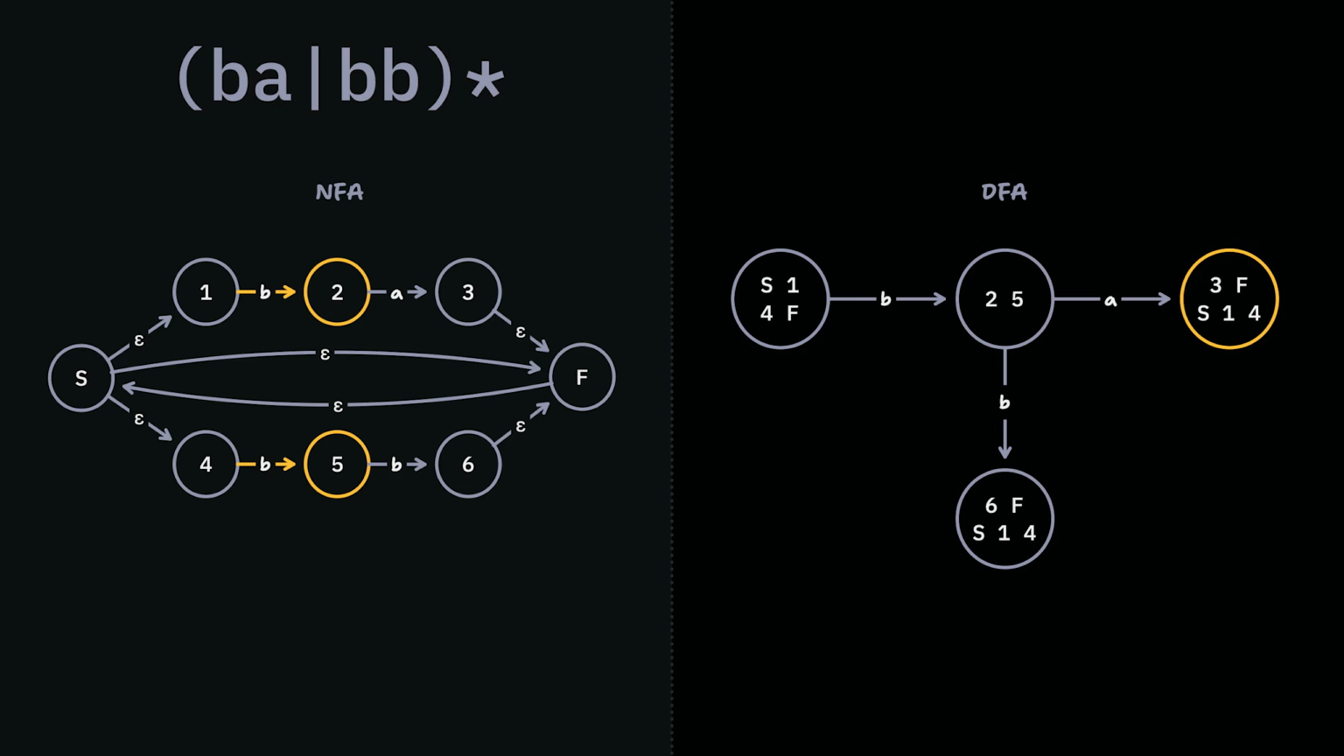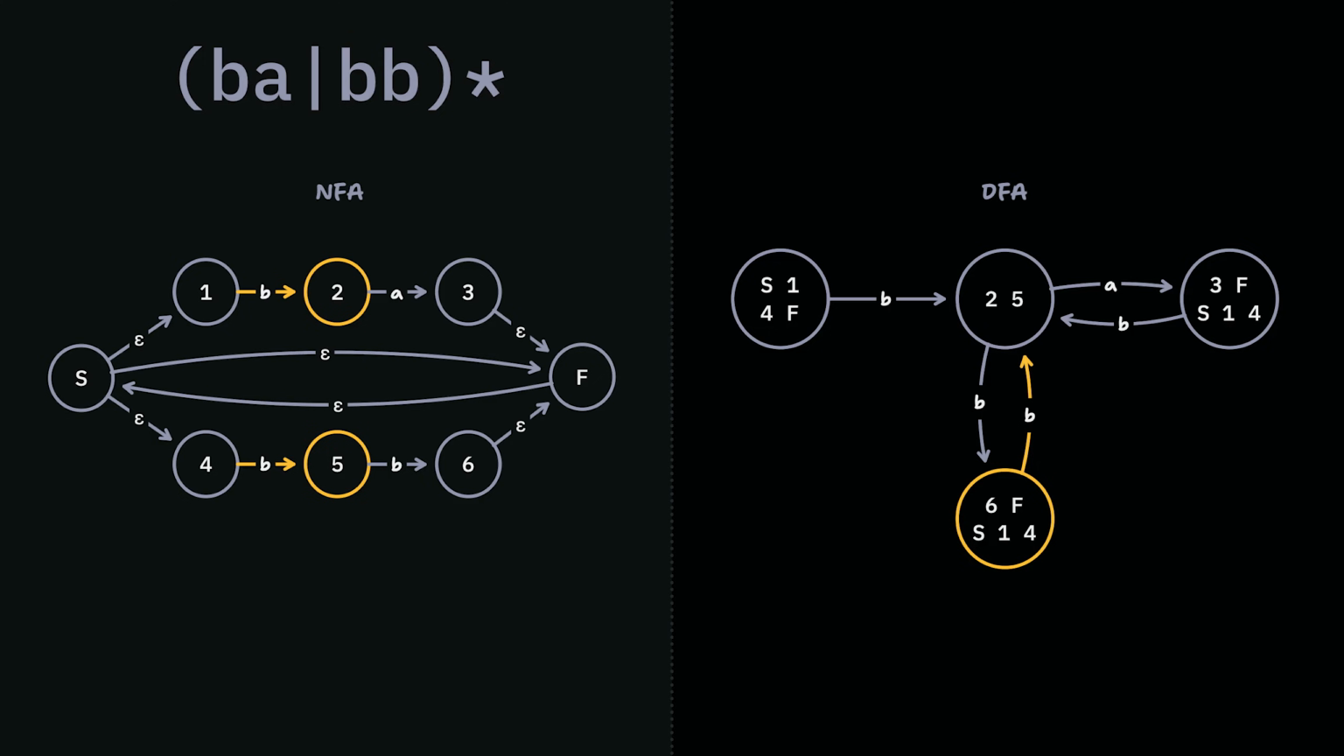And actually, if we evaluate the states that will come after that, you will see that it's only 2 and 5, and we already have that state in our DFA. And we don't need to duplicate it, we can just create a transition back to the 2-5 state we've already got. We perform the same logic with the 6F, S1, 4 state and get the same result, a B transition back to 2-5. And now there aren't any unexplored transitions left, and so we're done.